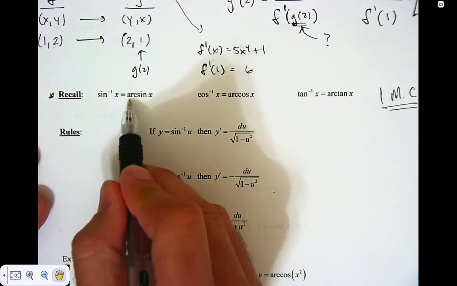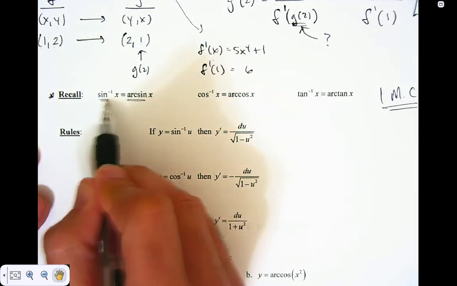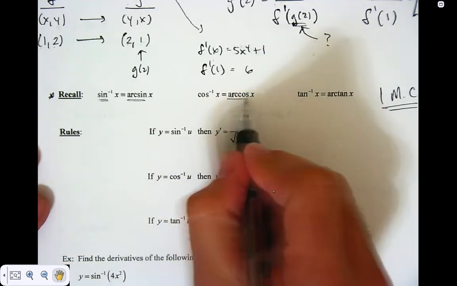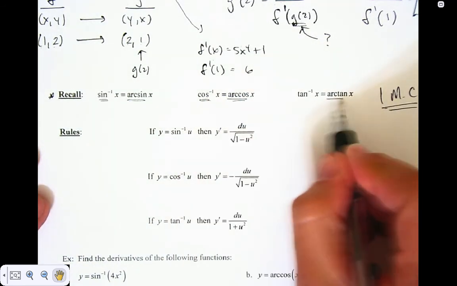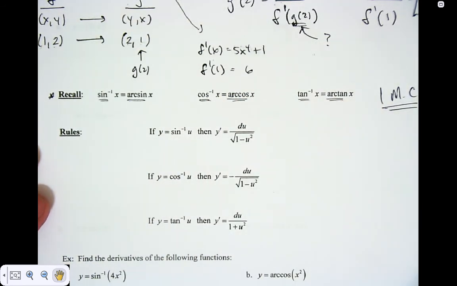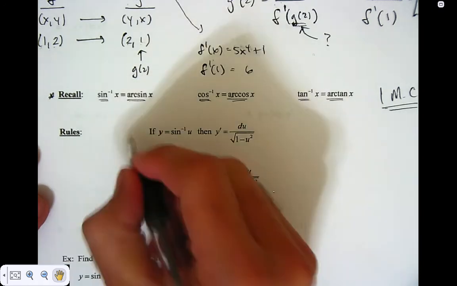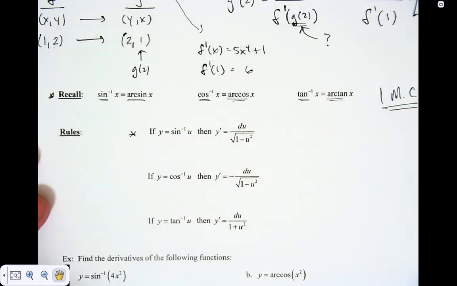If you ever see arc sine, that's talking about inverse sine. Same thing with arc cos and inverse cos. These are all notation. They mean exactly the same thing. And so we'll just focus on one right here, and we'll go down and do an example with sine.